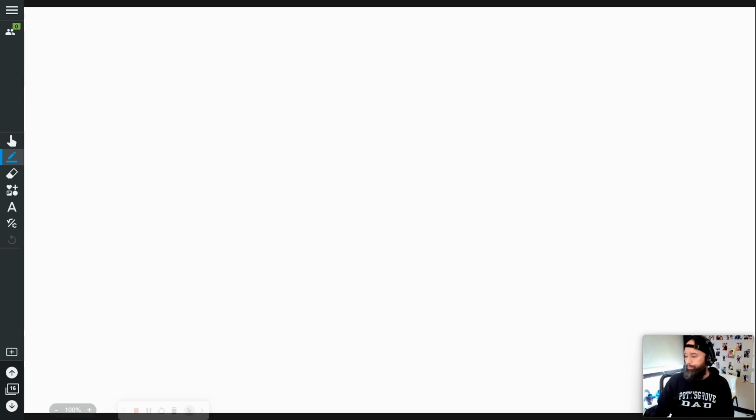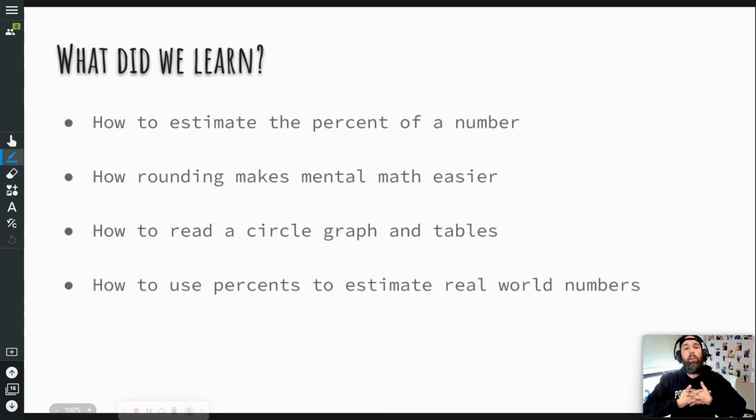All right. Okay. What did we learn? Well, we learned how to estimate the percent of a number. We learned how rounding makes the mental math easier. As you do some of these things, you won't be writing stuff out as much. You'll just be doing the math in your head, and you'll be like, let's change the numbers to that. Let's hack off a 0. Let's multiply it to that, and then I'm done.